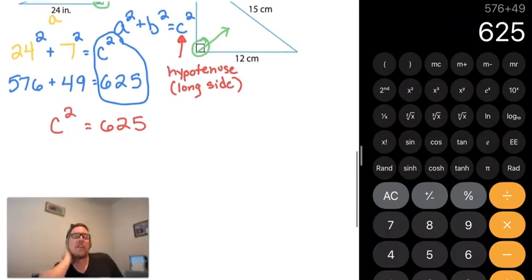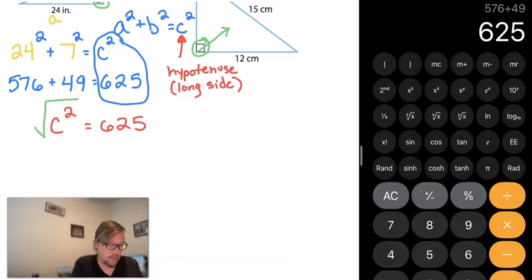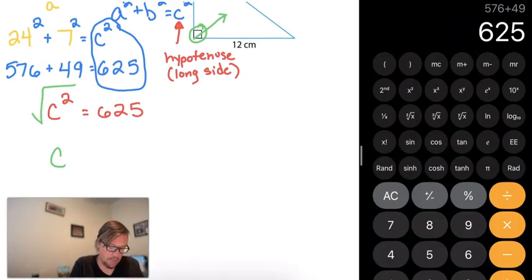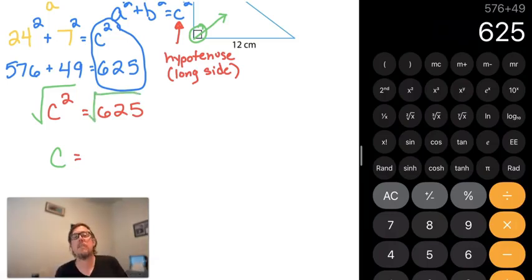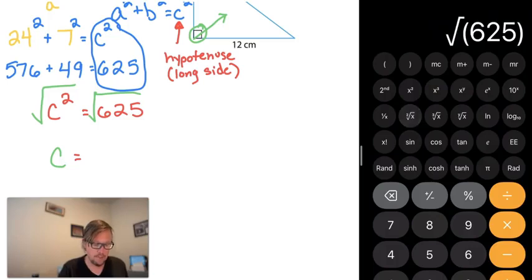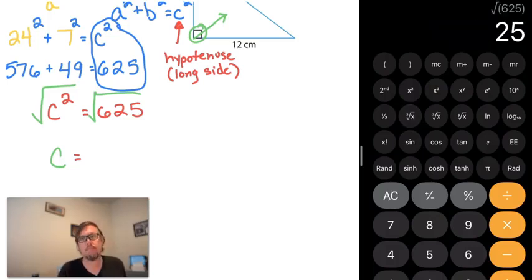Well, the way that we can figure that out, the way that we can turn c squared into just c, is by doing something that's called the square root. The square root of c squared is just c, and the square root of 625, again, this is a time when having these memorized would be a good idea. The square root of 625 is 25, which if you had these memorized, you just know. If you don't have them memorized, though, use a calculator. The square root of 625 is 25.